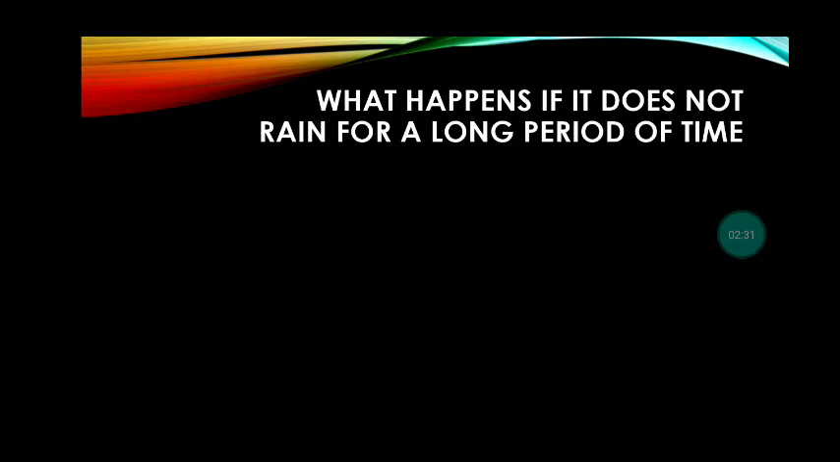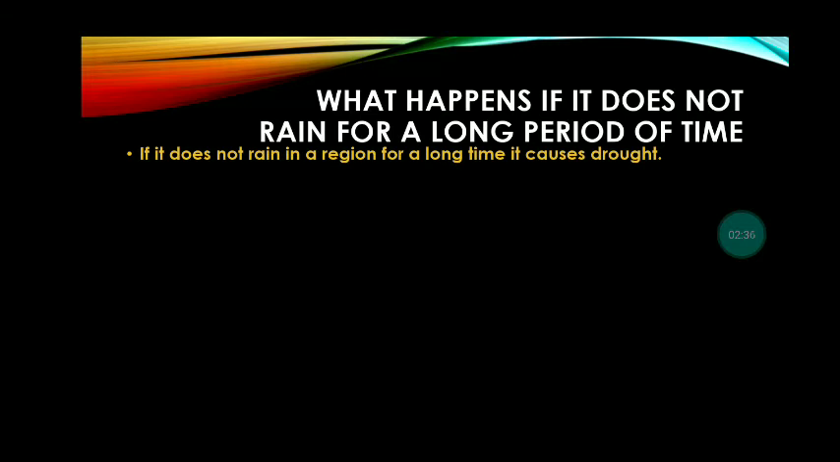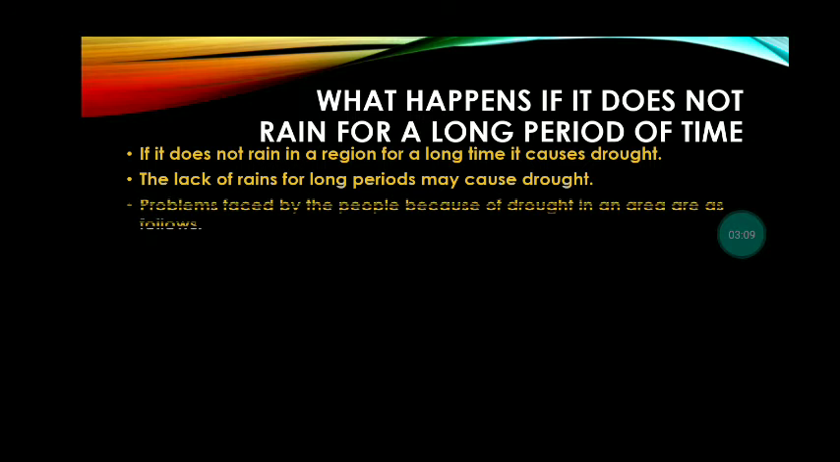Now let's come to what happens if it does not rain for a long period of time. If it does not rain in a region for a long time, it causes drought. When rain does not fall on the ground in a particular region for a long period, it causes drought. Meaning, when water does not come to the ground for that long period of time, it may cause drought.